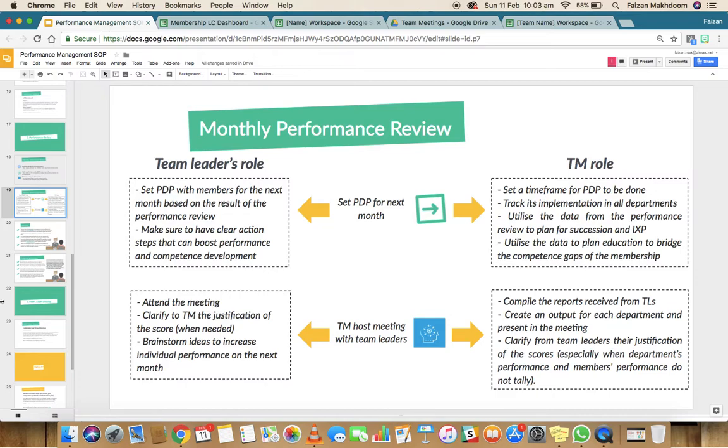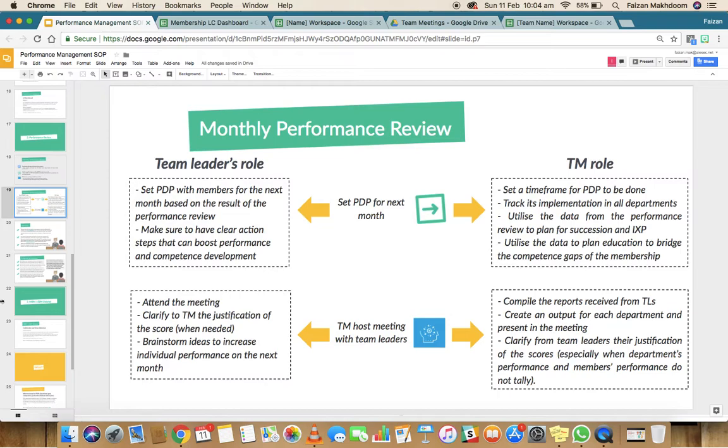Whereas for TM, they are to set a time frame for PDP to be done and track its implementation in all departments. The data that is gathered from performance review can be used to plan for succession and IXP, and also to assess any potential education gap that could be bridged in terms of competence within the membership.